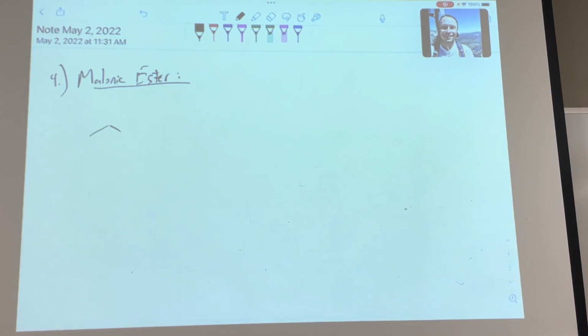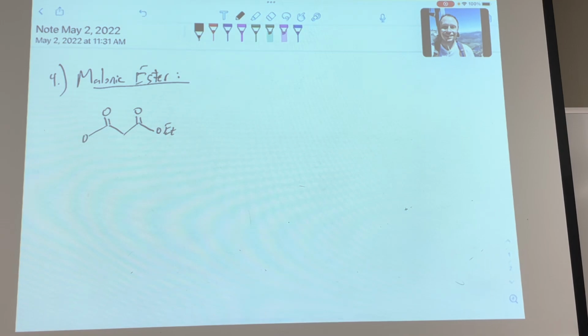So malonic ester, if you recall, looks like this. It's this diester. And because you've got that alpha position that is flanked on both sides by carbonyl groups, it makes those alpha protons much more acidic than normal alpha protons.